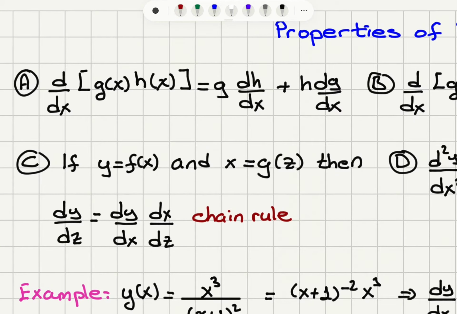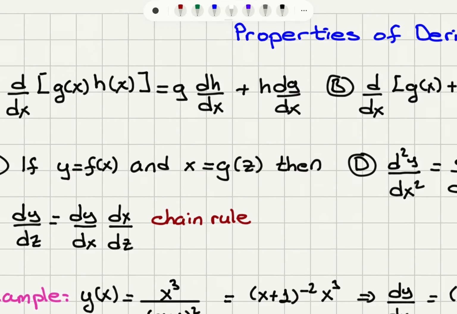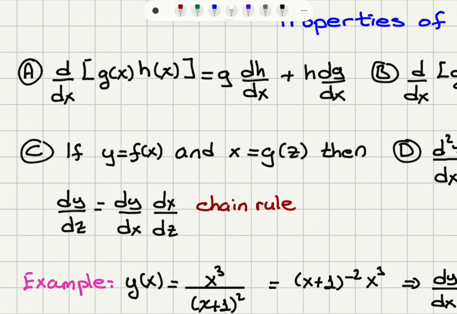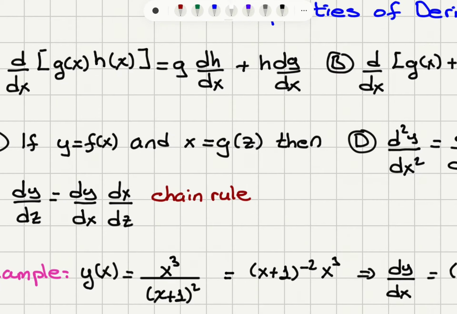If y is a function of x, but at the same time x is a function of z, it's g of z, and we're trying to find the derivative of y with respect to z, we have to take the derivative of y with respect to x first, and then we take the derivative of x with respect to z. So this is known as the chain rule.